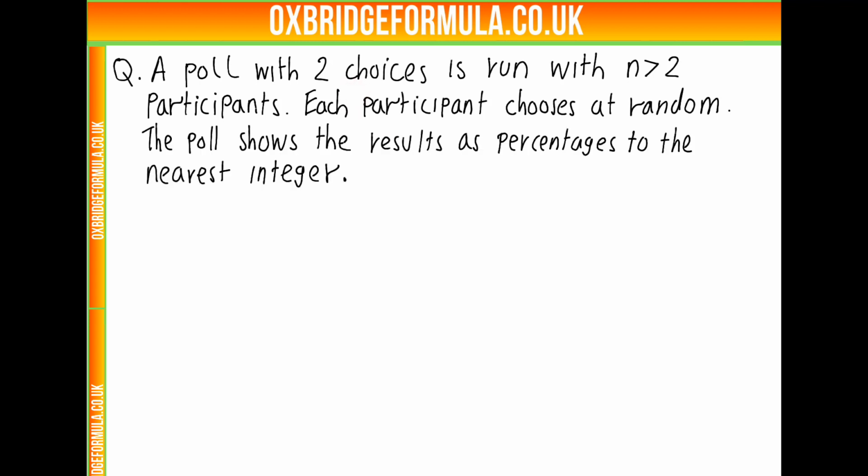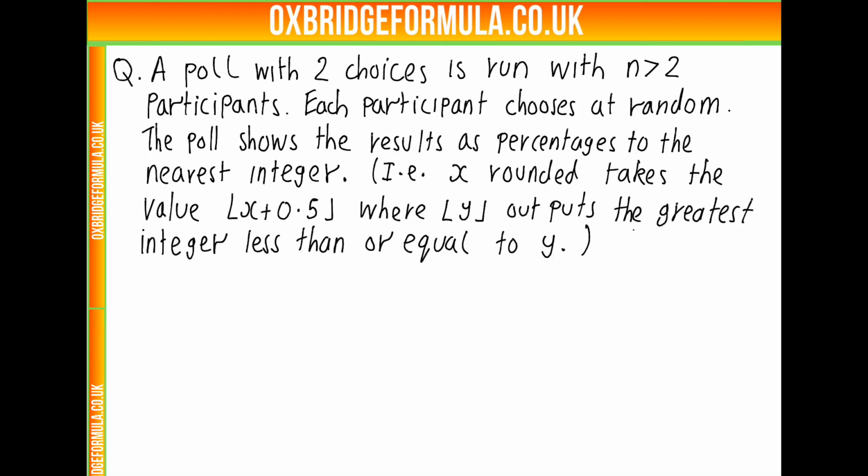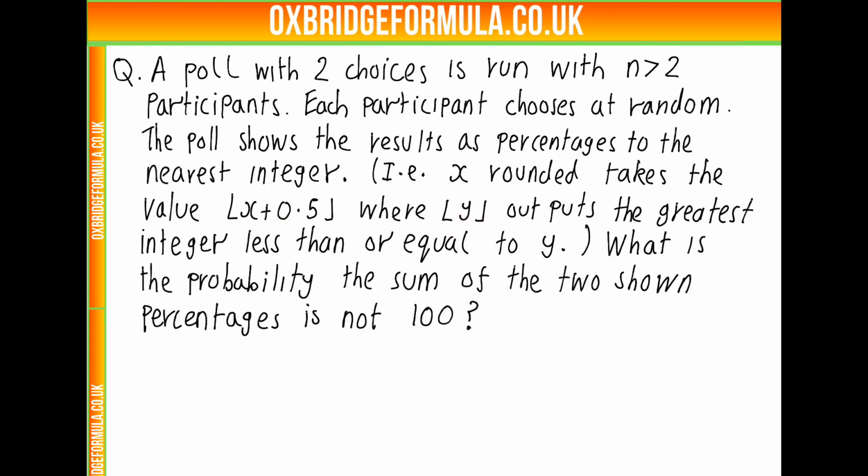And we're told the poll then shows, when it's finished, the results as percentages to the nearest integer, i.e. x rounded takes the value of the floor of x plus 0.5, where your floor function outputs the greatest integer less than or equal to y. This is essentially a very formal way of saying we round halves up. We're then asked: what is the probability that the sum of the two shown percentages, once we've finished our poll, is not 100?